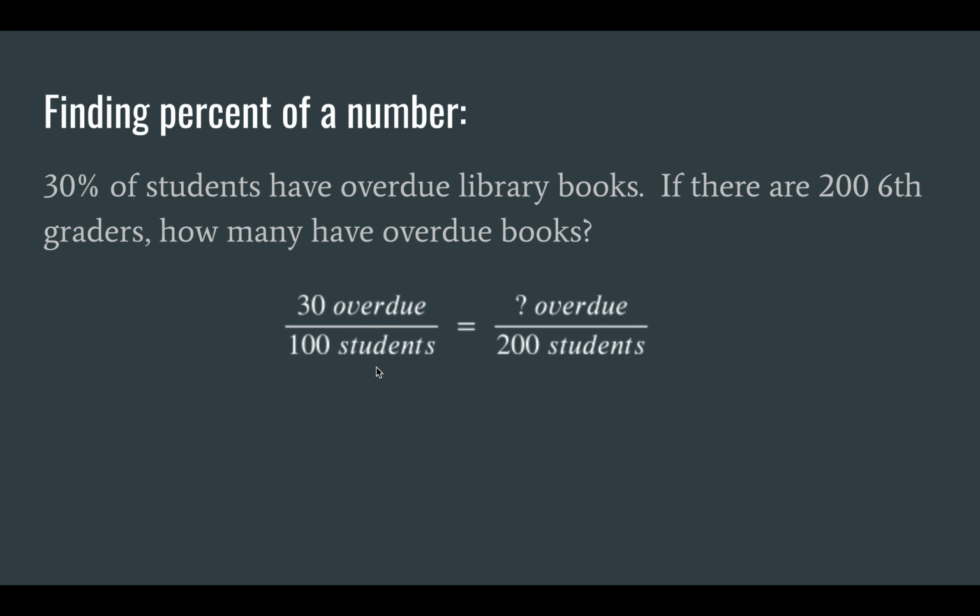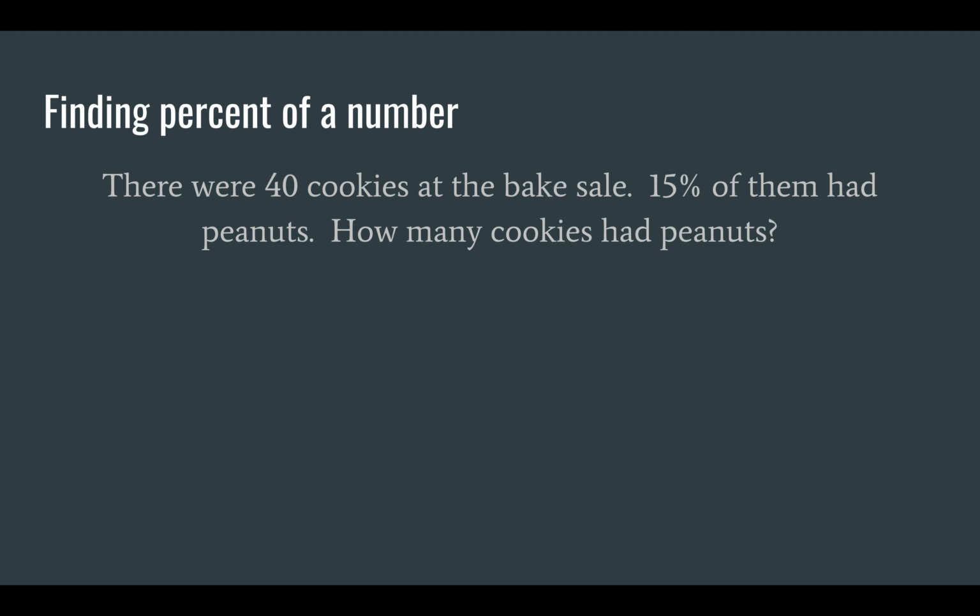To find equivalent ratios, I need to figure out how I can turn this into this one. So if I have 100 and I need to get to 200, I need to multiply that by 2. So 30 multiplied by 2 would give us 60 overdue library books. Let's try a harder one. So if I have 40 cookies at my bake sale and 15% of them have peanuts, how many cookies have peanuts?